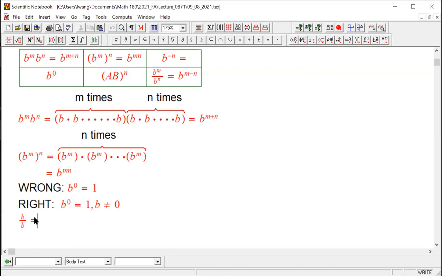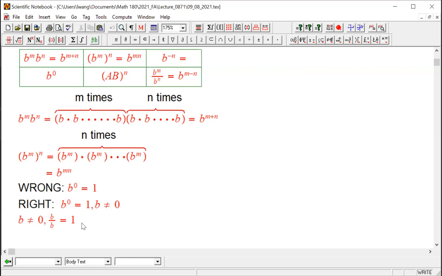Can't have 0 to the 0 power. 0 to the 0 power is undefined. You're correct, Carlos. This equals 1 under the condition that b cannot be 0. If b is not 0, we can do that, because if b is 0, we're dividing by 0, that will be undefined, right?